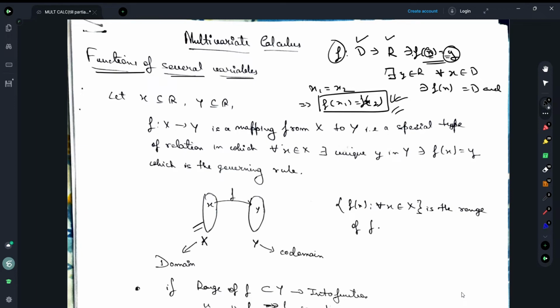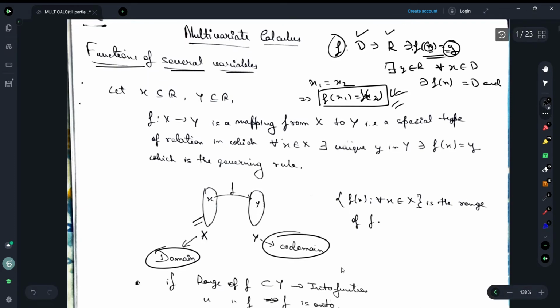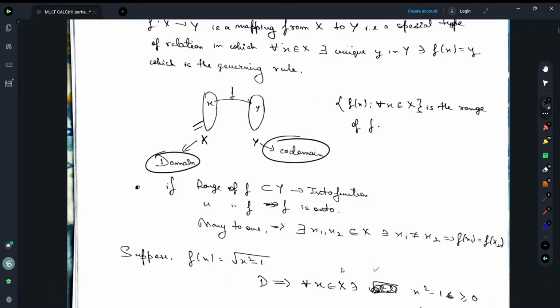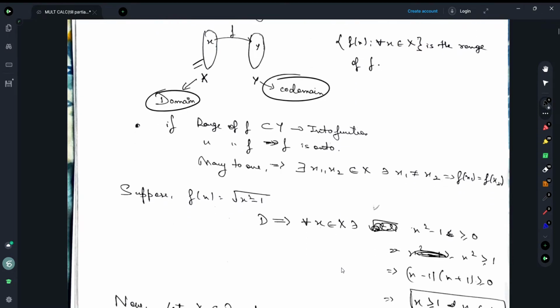So the concepts of domain and codomain for single variable functions are already done, so I'm not going to focus on those particular topics. In exactly a similar way, we define what we call a two variable function, or a three variable function, or a multivariable function. I'm just giving you a little summary of what domain, codomain and range are for single variable functions.